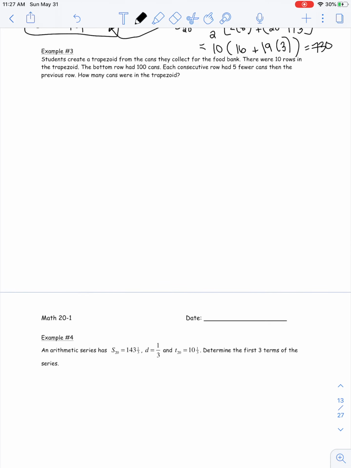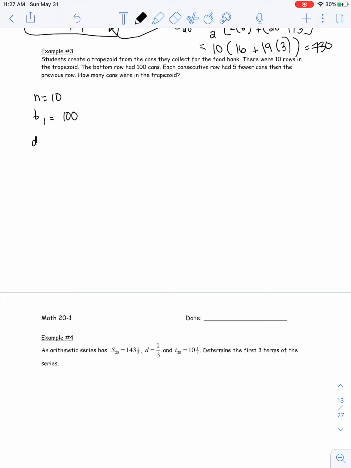Example number 3 is we have a trapezoid shape being formed from cans. They're saying that there will be 10 rows in the trapezoid, so n equals 10. Our first term, we're going to start from the bottom because that's what's given. So we're going to start with 100 cans in our bottom term.